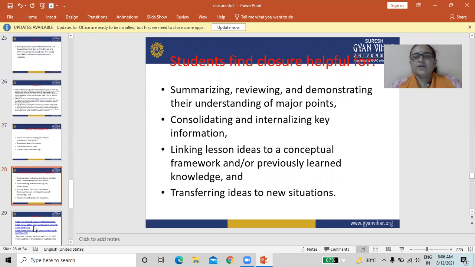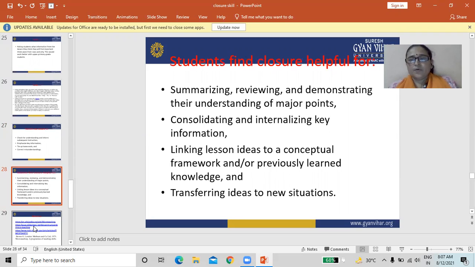Students find closer helpful for summarizing, reviewing, and demonstrating their understanding of major points, consolidating and internalizing key information, linking lesson ideas to a conceptual framework and or previously learned knowledge, and transferring ideas to new situations.